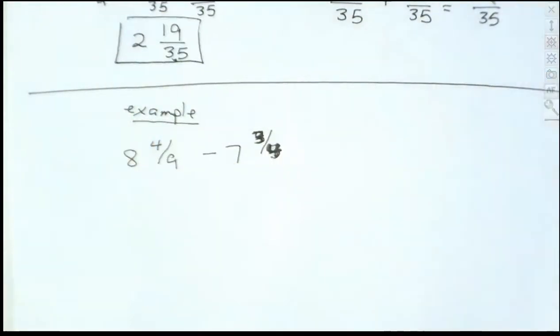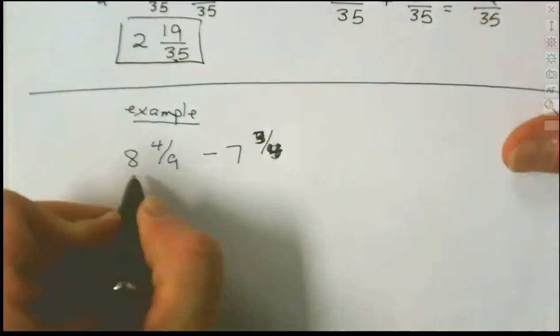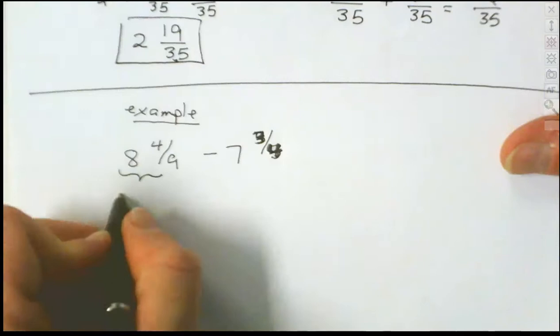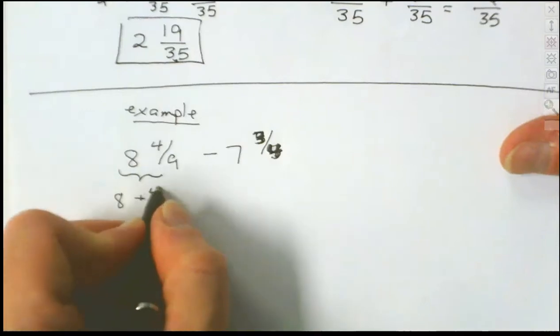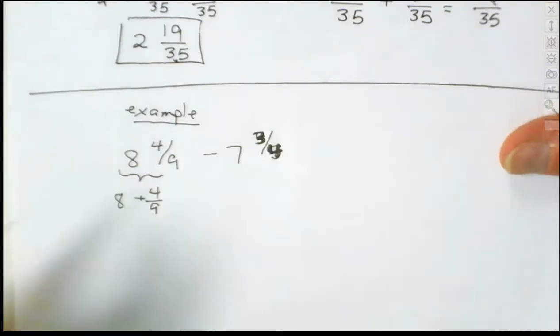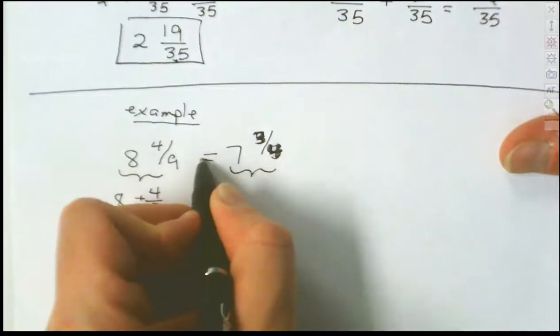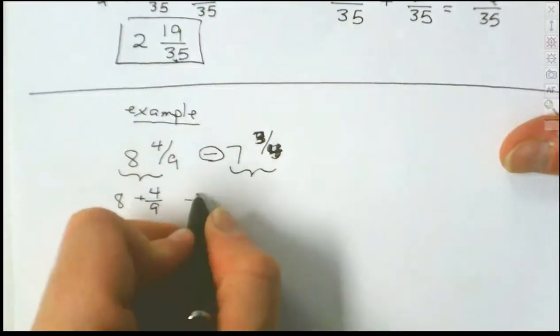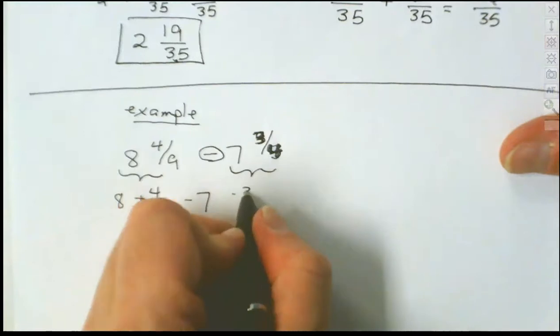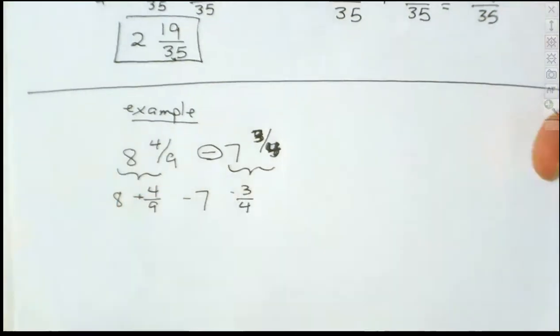Okay, so we've got 8 4/9 minus 7 3/4. So same procedure. We're going to split these up. And that's 8 plus our 4/9. Splitting this one up, now it is negative, so that's going to make it a minus 7 minus 3/4 then. Split that mixed fraction up into the parts.